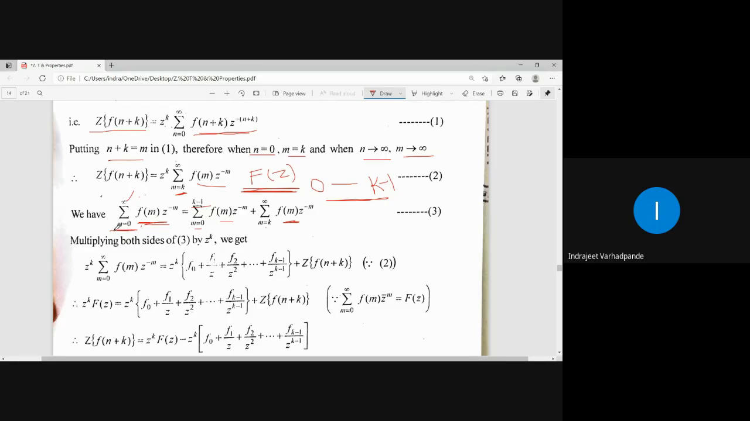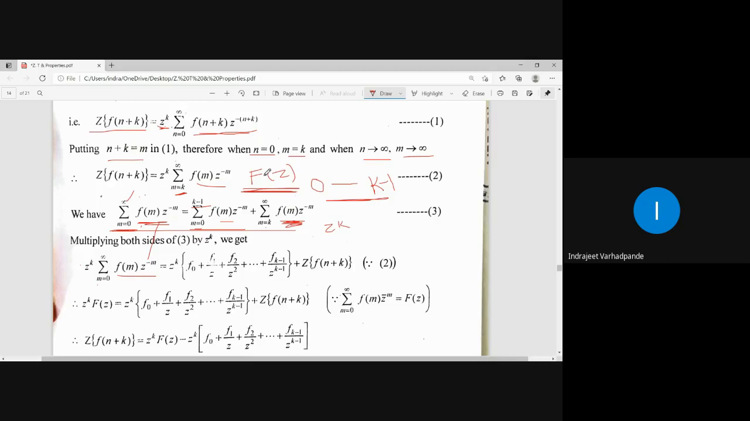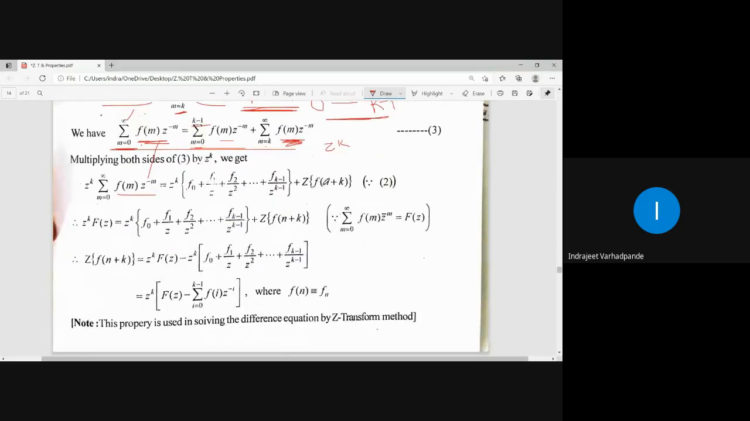So multiply this equation by z to the power k, the one we took outside earlier. So z to the power k into the summation from 0 to infinity of f of m z to the power minus m. The LHS is z to the power k into this, and m equals k to infinity is what has come as Z of f of n plus k. So on multiplication of this complete term and expressing it, we have got Z of f of n plus k. Now Z of f of n plus k will stay in one place, and this will be shifted to the other side.